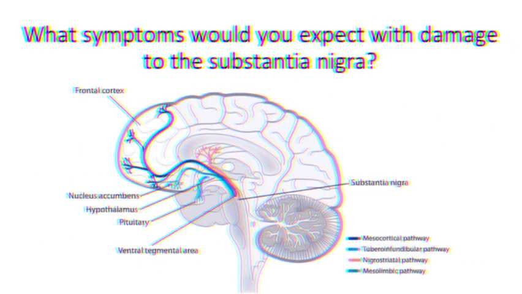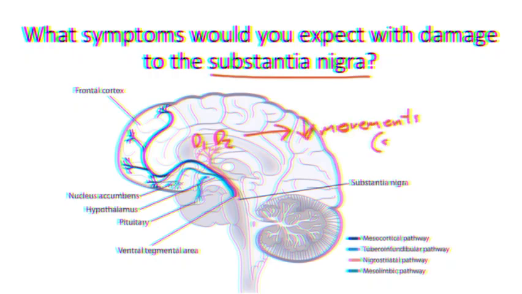Now what symptoms would you expect with damage to the substantia nigra? Okay, with damage to the substantia nigra, there would be loss of stimulation of the D1 and D2 receptors. Therefore, there will be less excitement of the basal ganglia and the motor cortex. So the patient will present with decreased movement, or specifically, slow movement. So what we are talking about here with damage to the substantia nigra is Parkinson's disease.